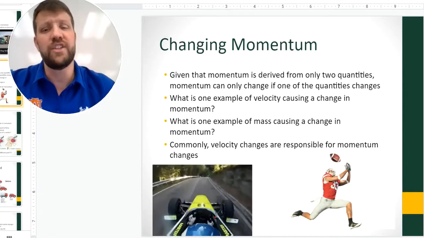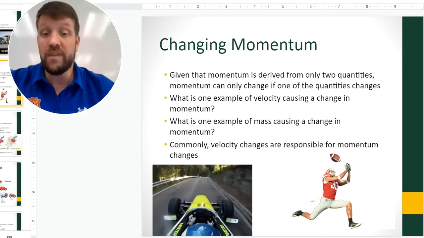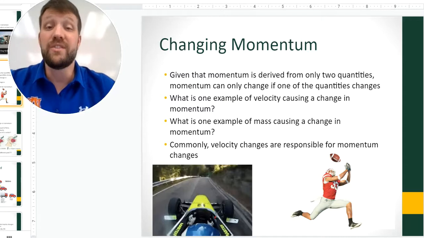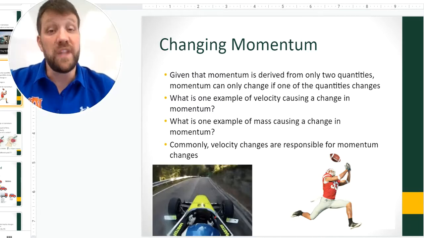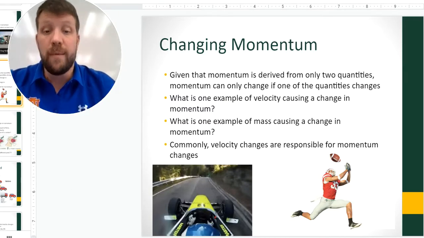All right, looking at changing momentum. If it's derived from just two quantities, it can only change if one of those quantities changes. So thinking about an example of a change in velocity causing a change in momentum, or a change in mass causing a change in momentum, we're much more likely to have a change in velocity causing the change in momentum of an object, or something acting on it. We'll get to that soon when we talk about impulse. But velocity change is much more likely to happen than a mass change.